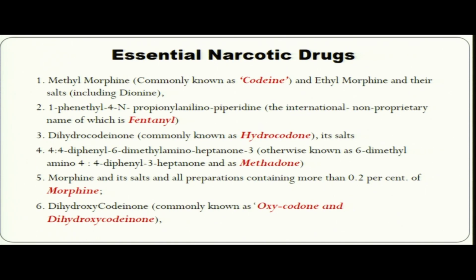Essential narcotic drugs: methyl morphine, commonly known as codeine, and ethyl morphine in their salts including dionine, fentanyl, the international non-proprietary name of which is fentanyl, dihydrocodeine, commonly known as hydrocodone, its salts, diphenyl dimethylheptanone, otherwise known as dimethylamino diphenyl heptanone and as methadone, morphine and its salts and all preparations containing more than 0.2% of morphine, dihydroxycodeinone, commonly known as oxycodone, and dihydrocodeine.